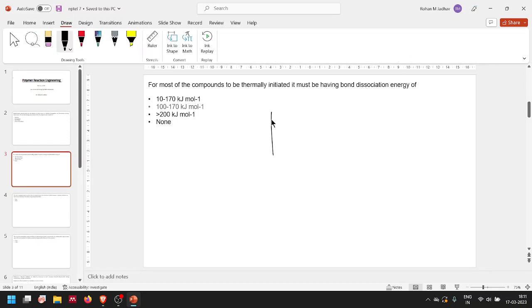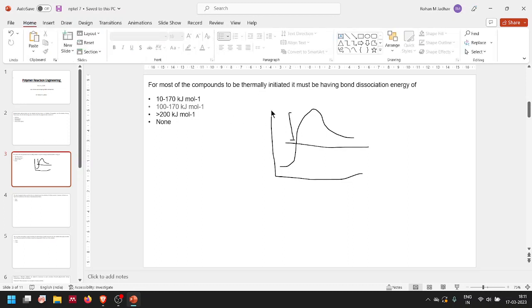Of course, we have studied it from the activation energy concept that once you reach the threshold energy, the activation energy, the reaction proceeds. Reaction proceeds in that manner. So the covalent bond breakage through thermal initiation occurs at 100 to 170 kilojoule per mole.